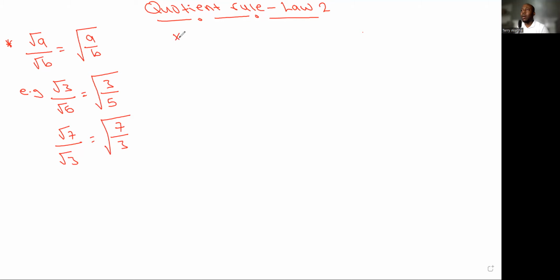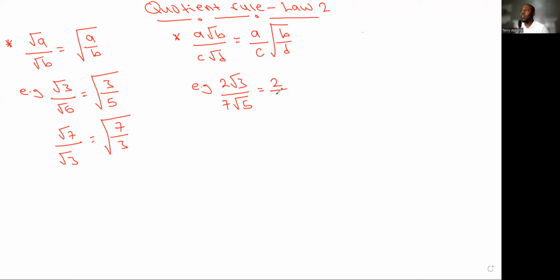The other one I talked about was if you have something like a root b divided by c root d. I told you that the rational numbers outside divide themselves, so it will be a over c, square root of b over d. Using this example, if it was 2 root 3 divided by 7 root 5, you're going to get 2 over 7 root 3 over 5. Are you seeing it? So you divide them separately.